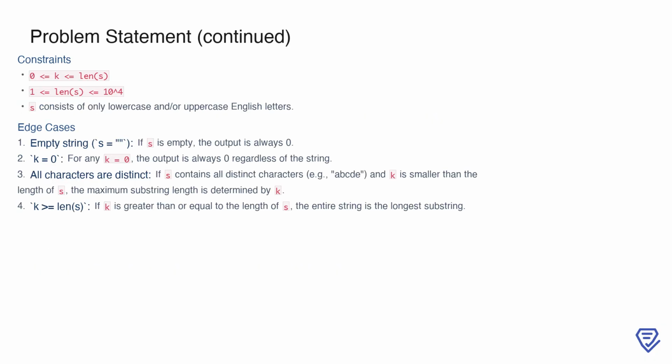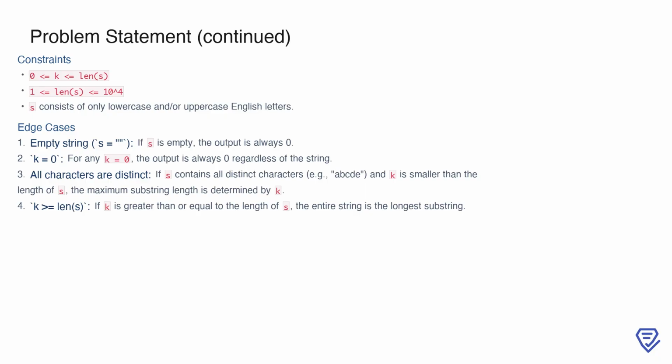Finally, let's consider the constraints and some edge cases. The constraints specify that k must be between 0 and the length of the string, and the length of S can be up to 10 to the power of 4. The string S consists only of lowercase and uppercase English letters. For edge cases, if the string S is empty, the output is always 0. Similarly, if k is 0, the output is also 0 regardless of the string.